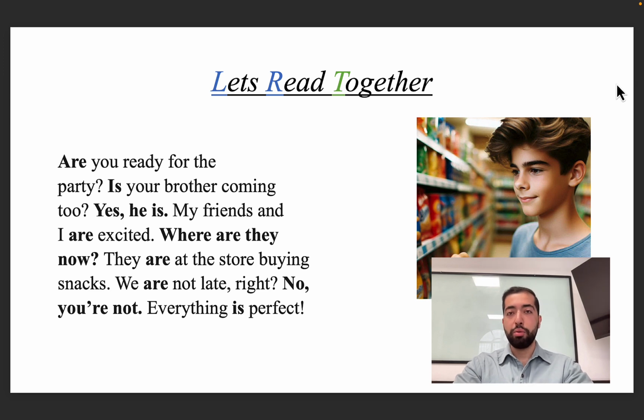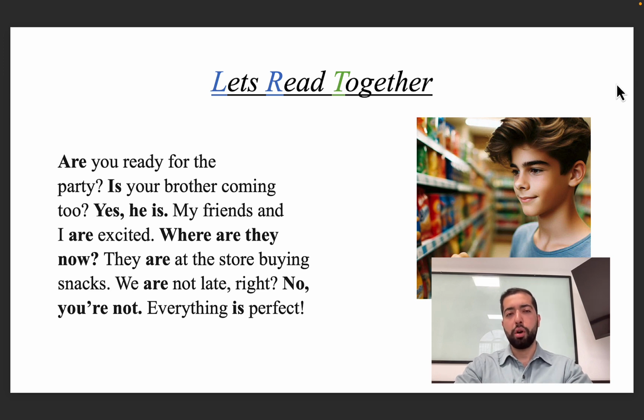Now let's read the following text together as I put some of the grammatical points implicitly in this text. Are you ready for the party? Is your brother coming too? Yes, he is. My friends and I are excited. Where are they now? They are at the store buying snacks. We are not late, right? No, you're not. Everything is perfect.